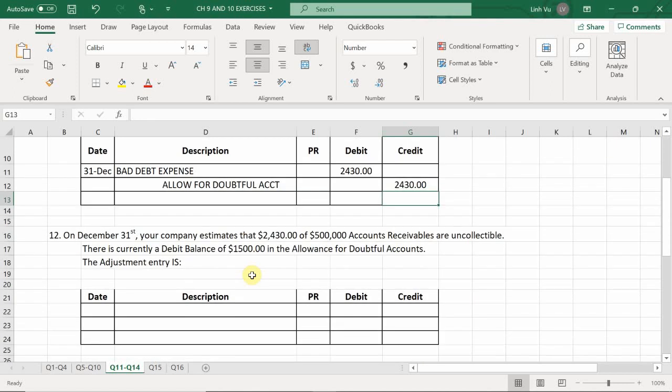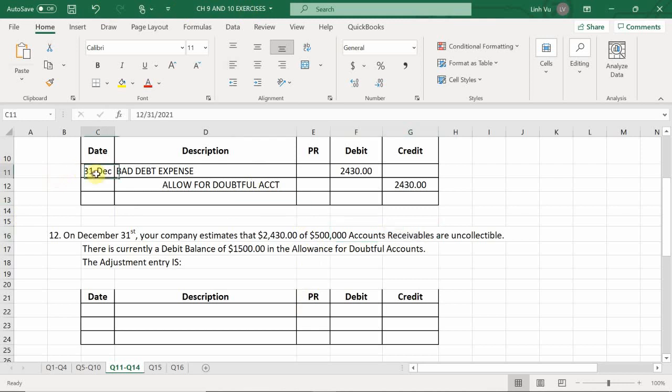Then question number 12 says, on December 31st, your company estimates that $2,430 out of its 500,000 accounts receivable. There you go. Here's the word accounts receivable. That immediately tells us we're using the balance sheet method. So we do care about what amount is going to be in the allowance for doubtful accounts. In this case, there's currently a debit balance of $1,500. Debit indicates that we need to add.